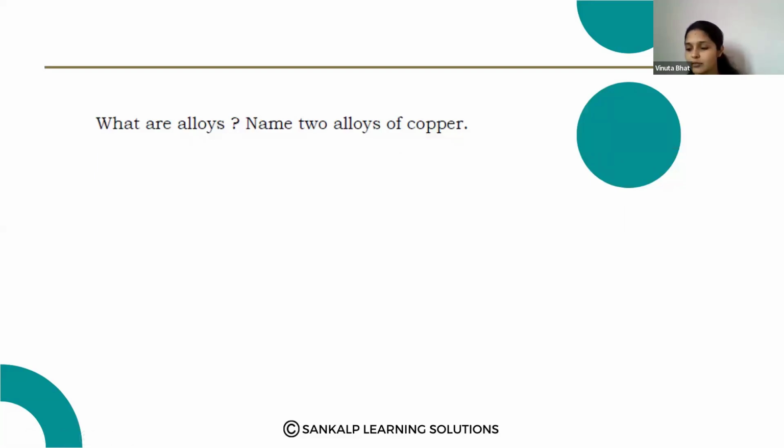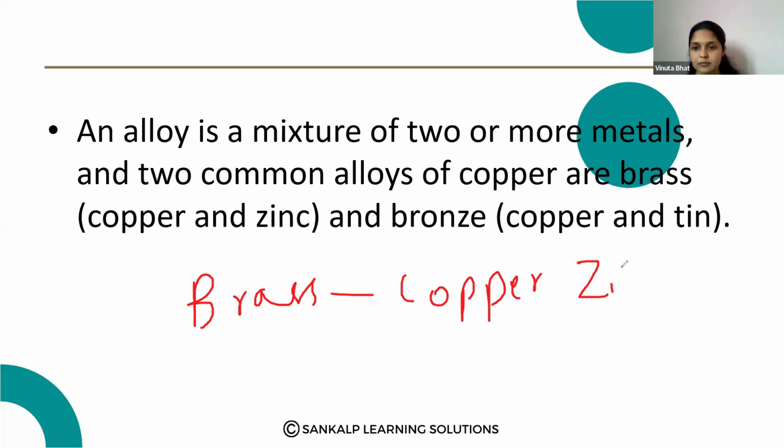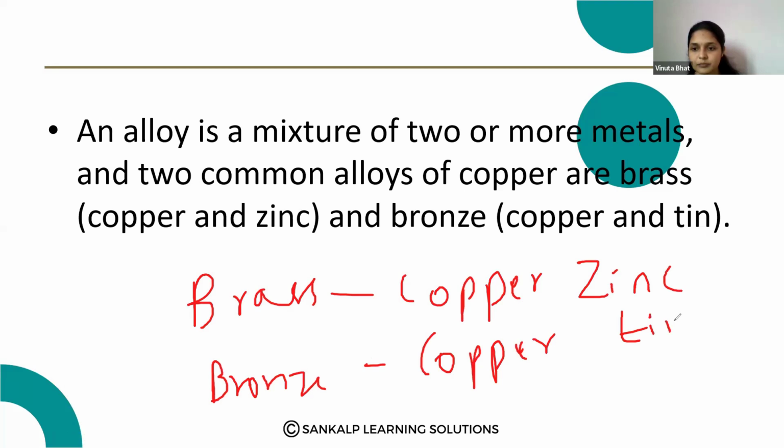Name any two alloys of copper, right? So here the two alloys of copper are brass, which is made up of copper and zinc, and bronze, which is made up of copper and tin. Okay.